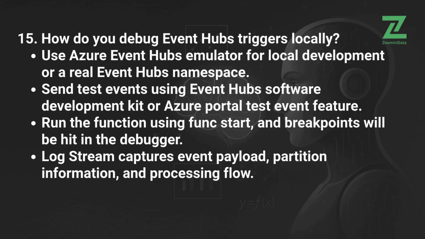15. How do you debug Event Hub's triggers locally? Use Azure Event Hub's emulator for local development or a real Event Hub's namespace. Send test events using Event Hub's software development kit or Azure Portal test event feature. Run the function using func start, and breakpoints will be hit in the debugger. Log stream captures event payload, partition information, and processing flow.